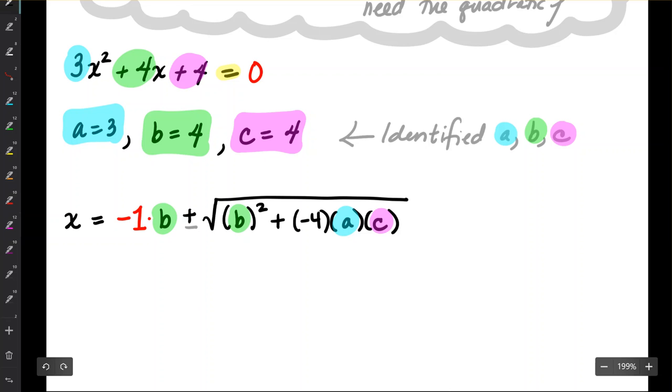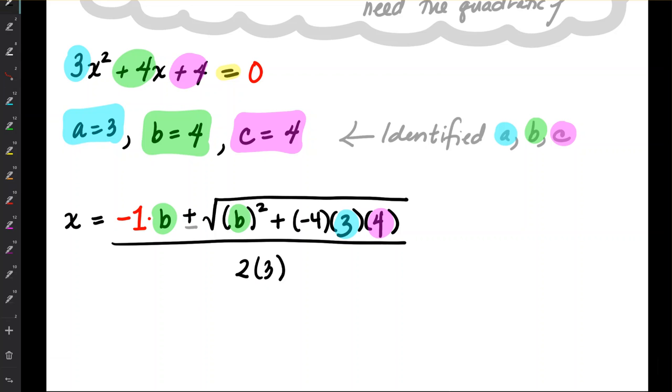All divided by 2 times a. Oops, I wrote the letters. What's a? A is 3. What's c? C is 4. All right, all over 2a. And what is a? I did it again down there. What's a? A is 3.